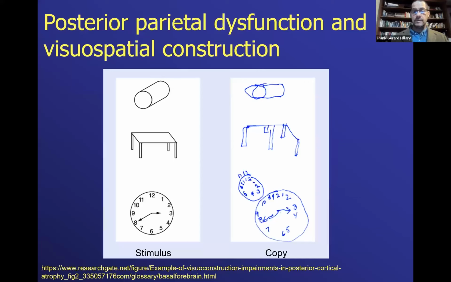Again, parietal lobe dysfunction can also affect your visual spatial construction, your ability to draw, understanding the relationships between the lines in space and your ability to link them together. And so copying a very simple stimulus like this or this table or even this clock can be quite challenging for somebody with a posterior injury, in particular to parietal lobe.